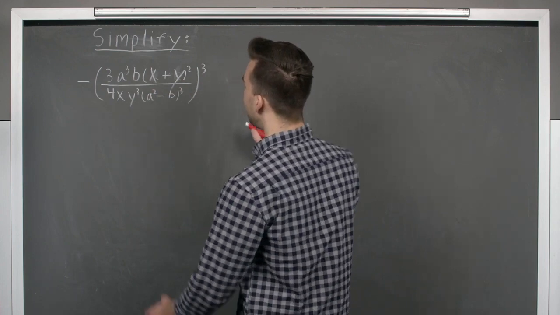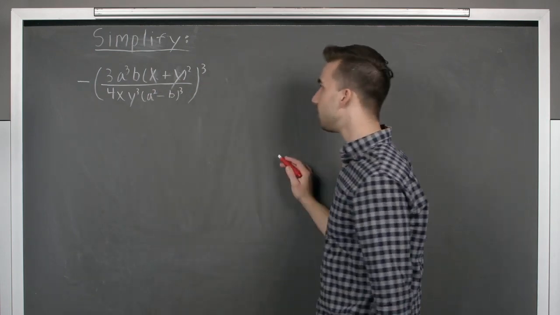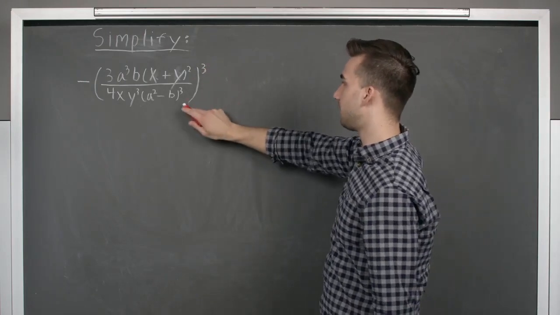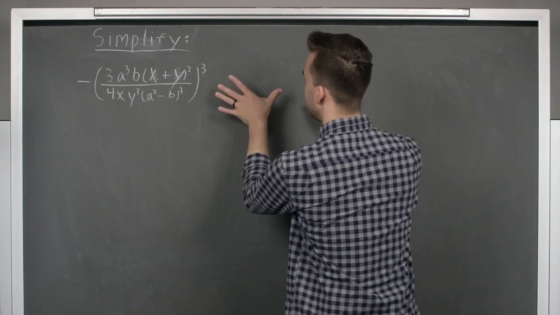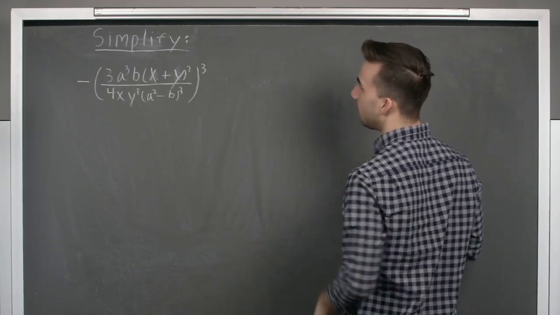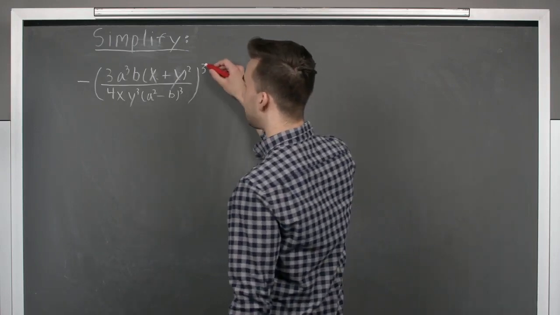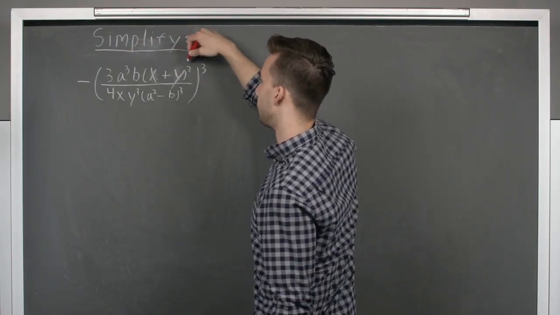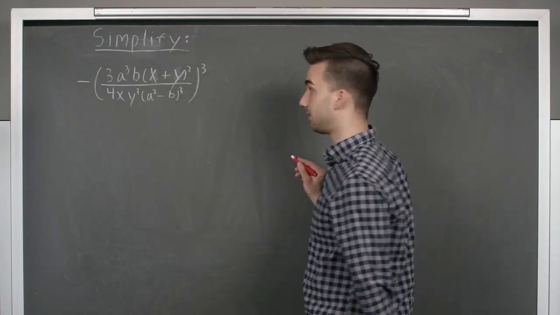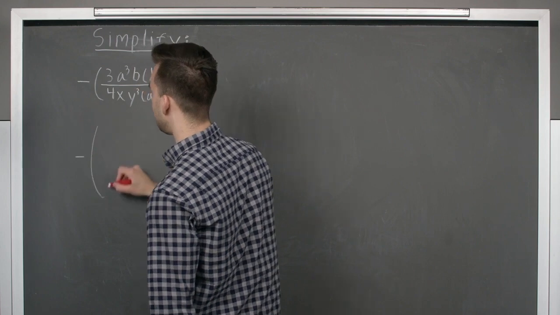So now we are going to deal with the exponent. What you could do is just multiply this and write it out as this times that times that. But an easier way to do this is just multiply the outside exponent times each individual factor. So I'll show you how we'll do that. We'll leave the negative outside still.